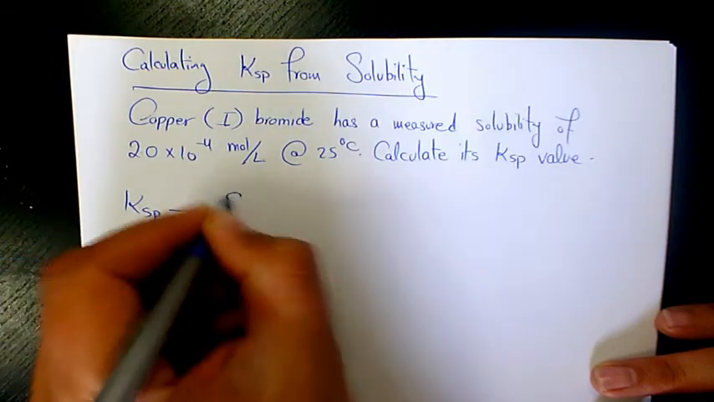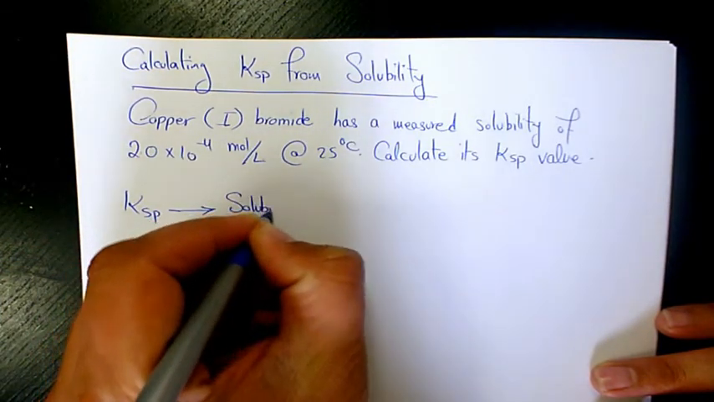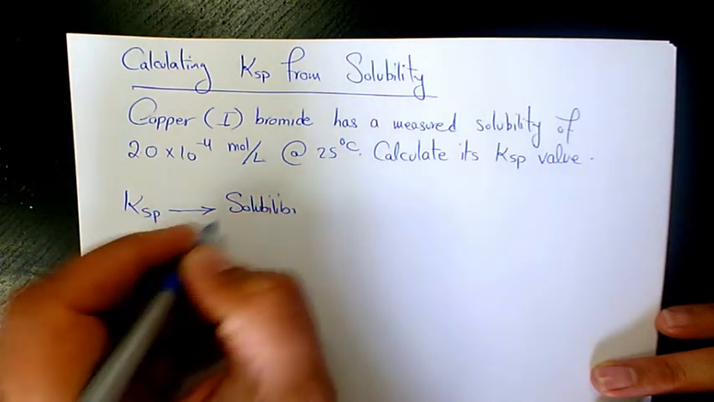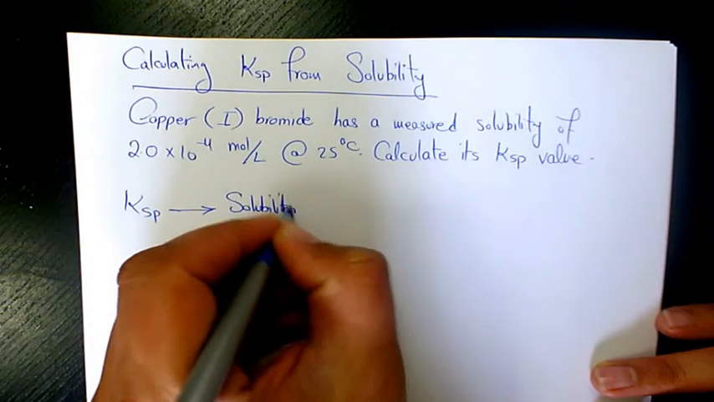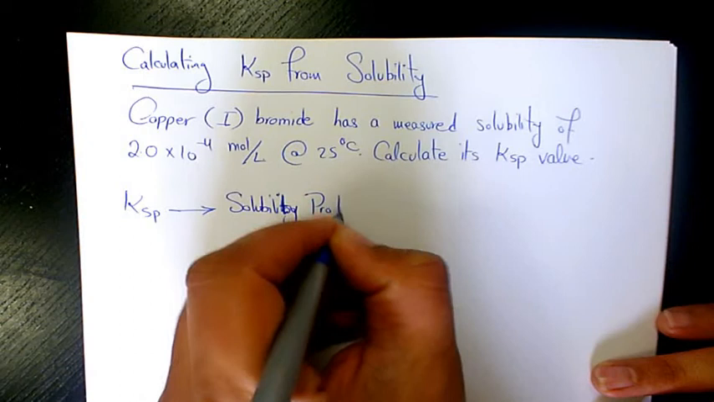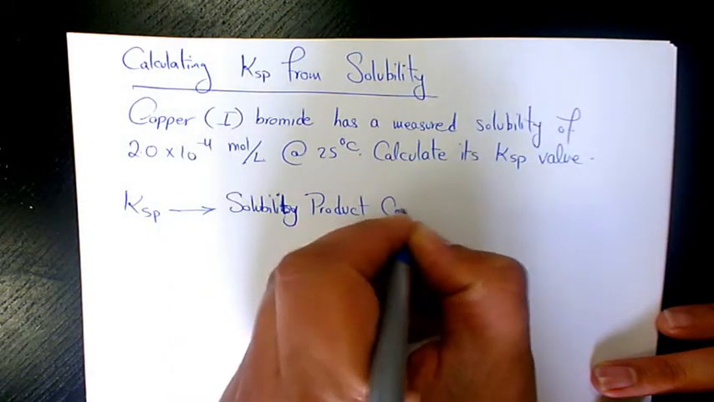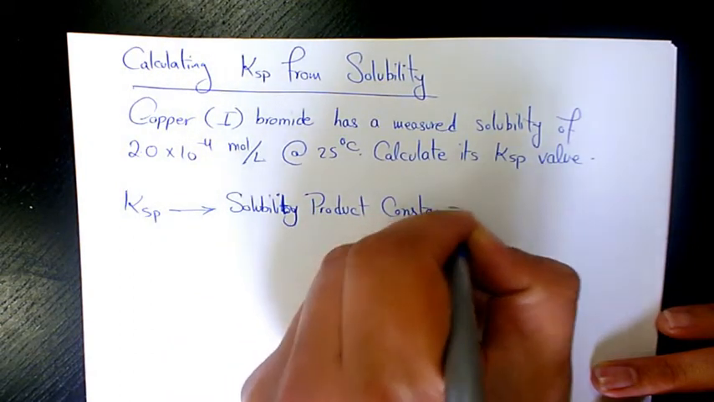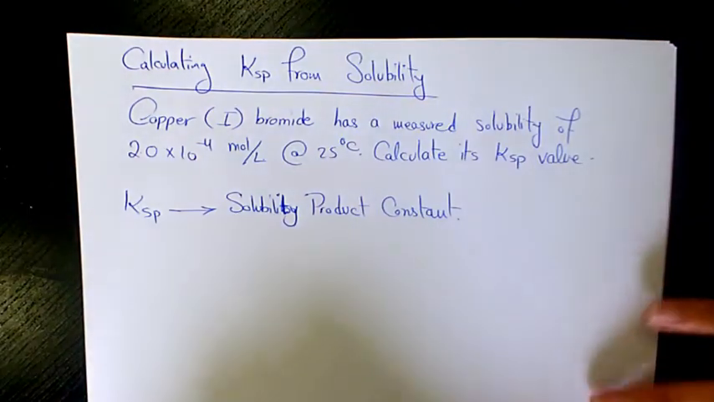What does that mean, KSP? KSP is solubility product constant. So let's see how to do it.